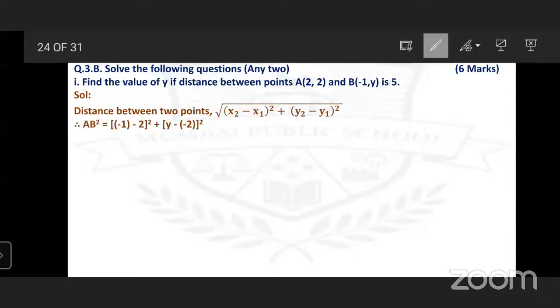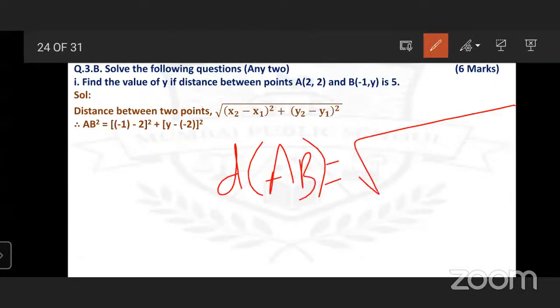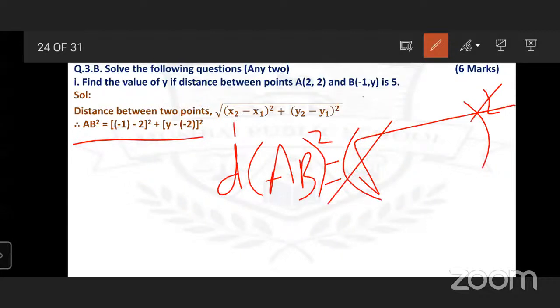Here, the distance AB is equal to under root. We apply the formula, then we take the squaring. So here the square and this root get cancelled. So we write AB square is equal to (x2 minus x1), that is minus 1 minus 2, and y2 is equal to y. So here put y as it is and this is minus 2. Now substitute: this is minus 3 square and this is as it is.